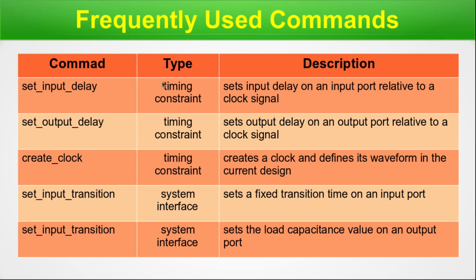Set input delay. This is a timing constraint and it sets the input delay of an input port relative to the clock signal. It's very straightforward in meaning, so I am not going any further with explanation. Set output delay. This is also a timing constraint. It sets the output delay of an output port relative to a clock signal. So you have a clock in both cases, and with these two commands you can set the input delay as well as the output delay. One thing I'd like to mention here, whichever tool you are using, just consult the manual for the rest of the arguments of this command.